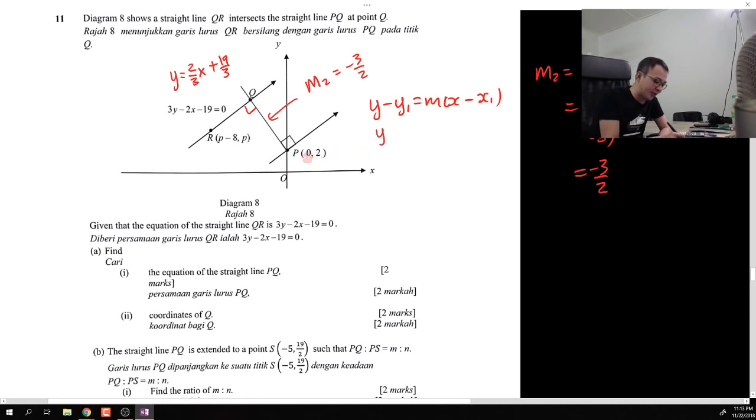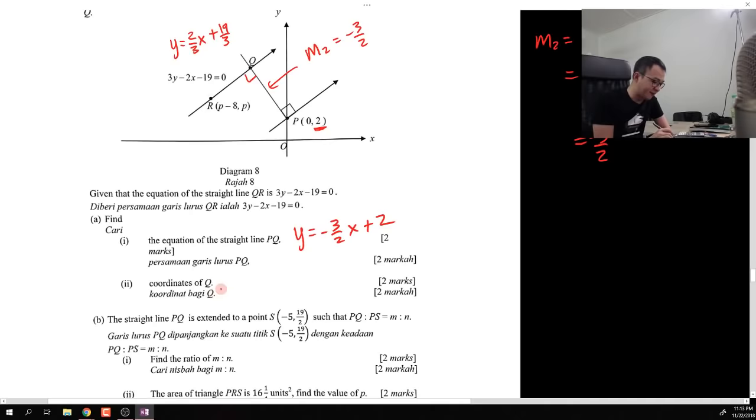Y minus y1 equals m, x minus x1. Or straight away use y equals mx plus c. Since I have the c, right? This 2 is the c value. Then I don't need to be so troublesome. I just use y equals mx plus c. Alright, so I got the equation. And then find the coordinate of Q.